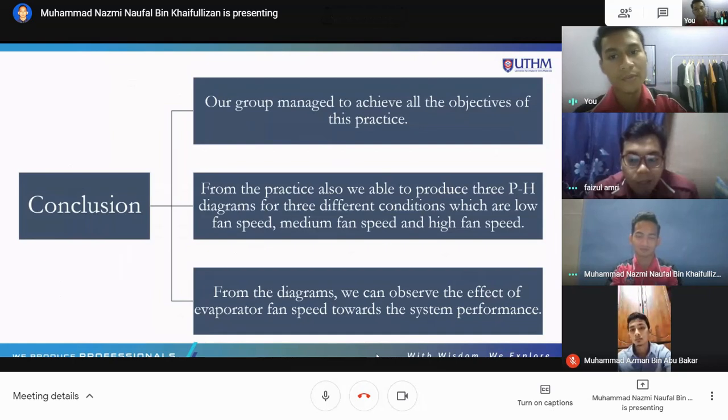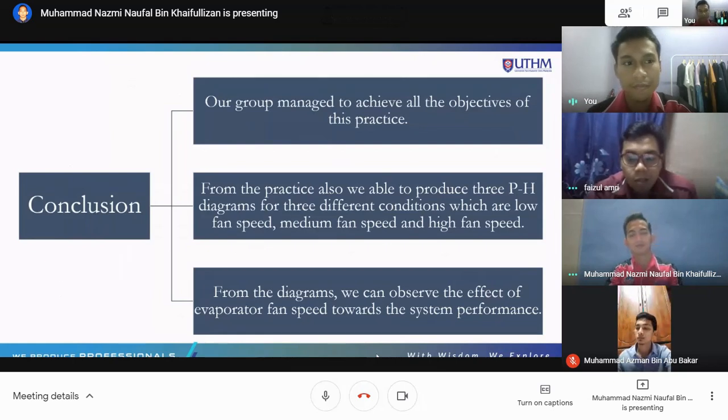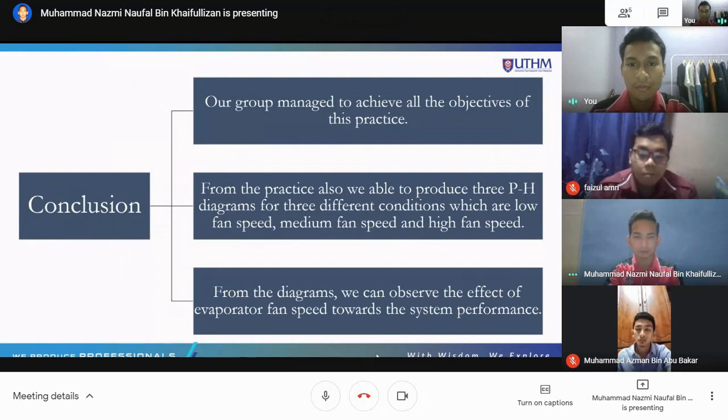So next, I will proceed to the conclusion of this topic. First one is our group managed to achieve all the objectives of this practice. The objectives have been mentioned before by Naufal. So from the practice, we were also able to produce the pH diagrams for three different conditions, which are low fan speed, medium fan speed, and high fan speed. From the diagram, you can observe the effect of evaporator fan speed on the system performance.